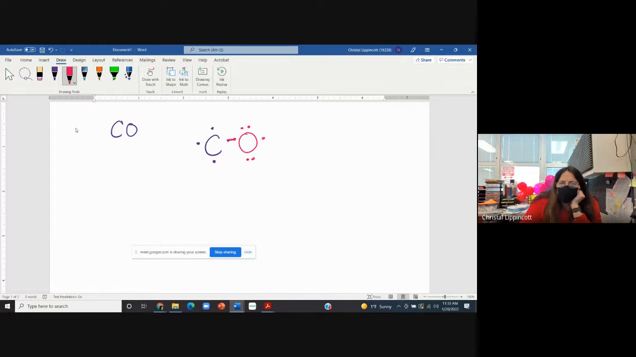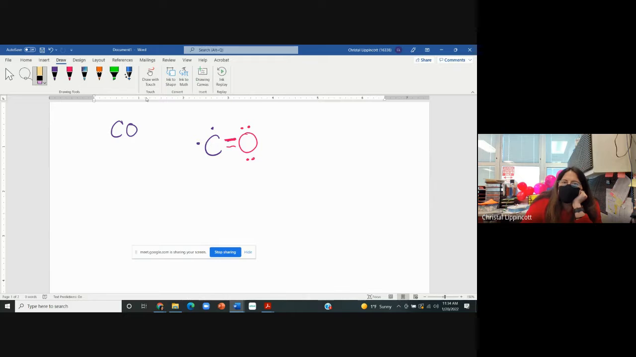So here is one of those single bonds. You can see that coming together, I think, pretty well. If I take an electron from here and here and bring it into the center, I've got another bond. So I'm going to take those away and I put them right here.